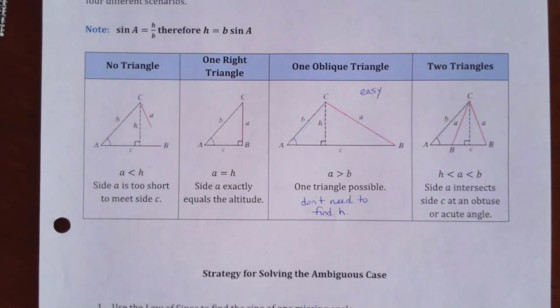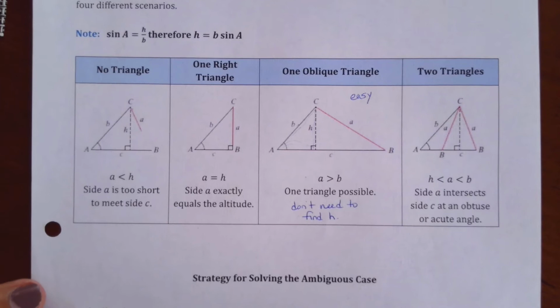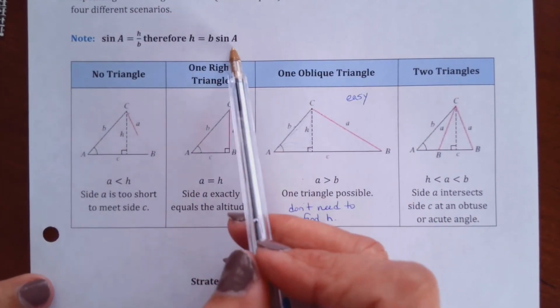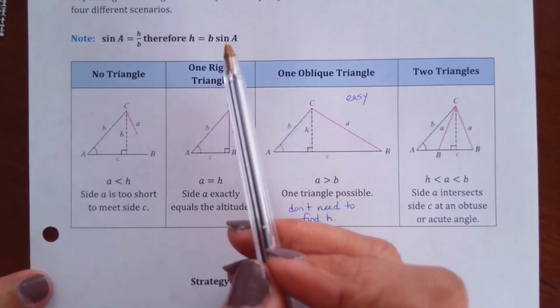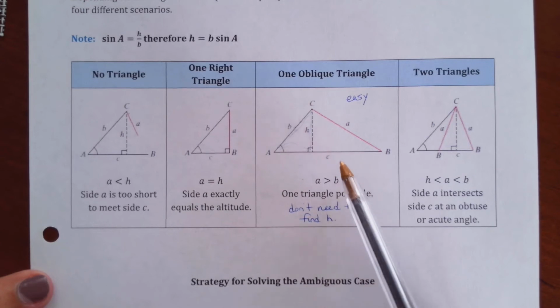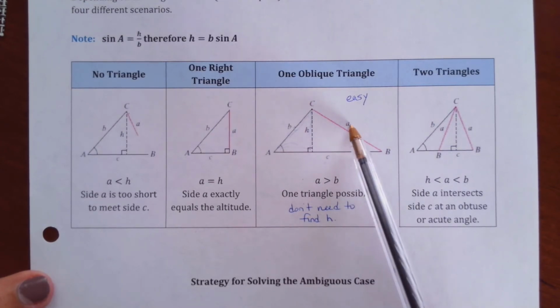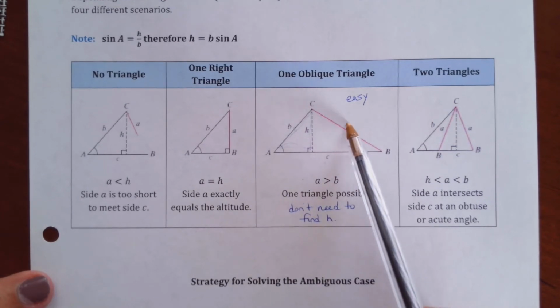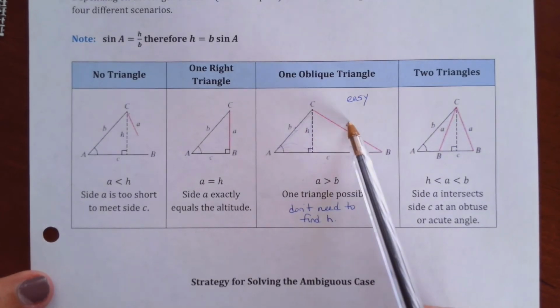All right, so here's where, again, I'm just hopefully getting you guys to understand this and not worry about the letters so much. So we will have to find H on any other case but this one. What was this one? This is when the side opposite angle A, or opposite the angle given to you, is the biggest side. That's the easy one.